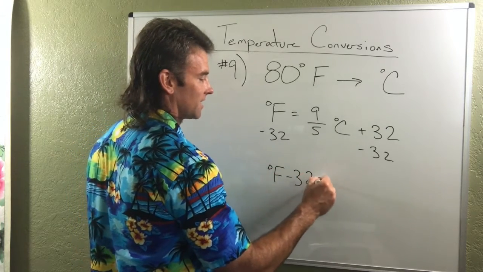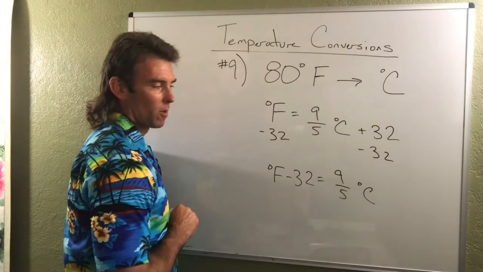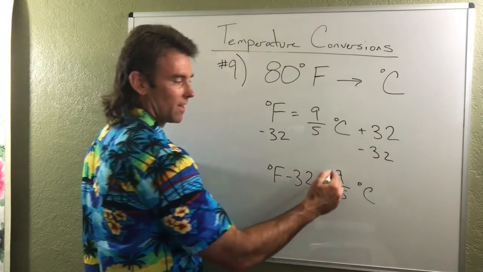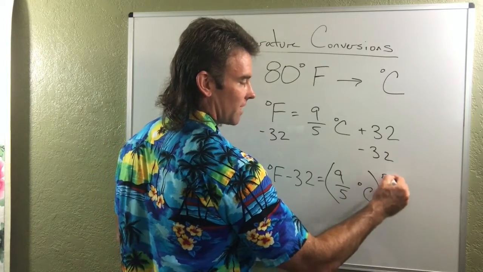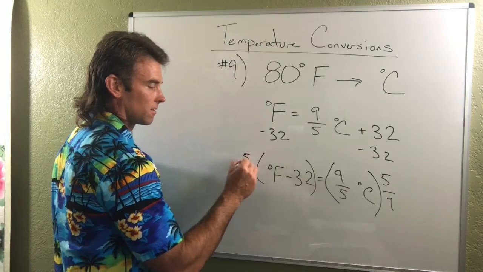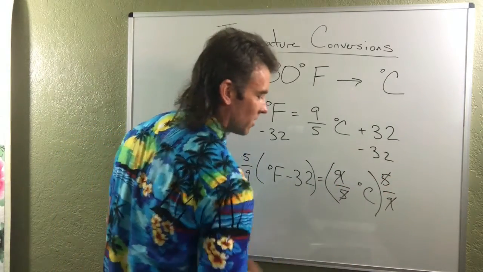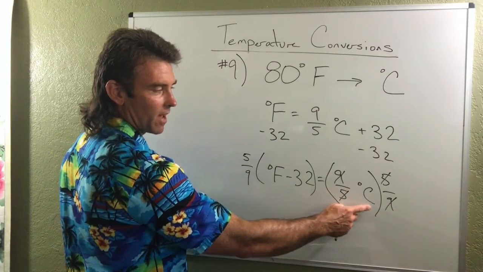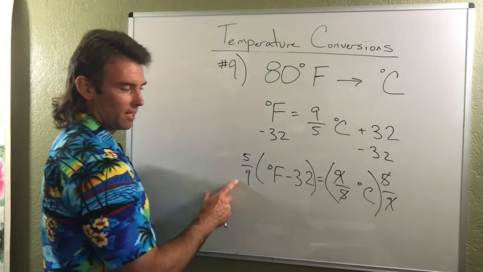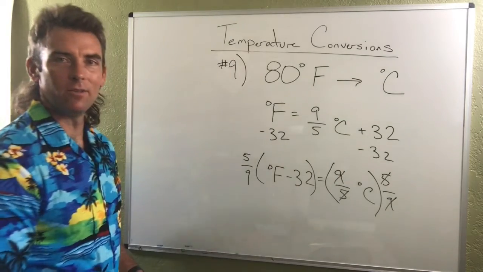We end up with this. And what we're going to do to get rid of that 9/5, we're going to multiply both sides by 5/9. That's going to cancel out. And so what we're left with is the fact that we've got degrees Celsius equals 5/9 times whatever I get here. So we'll go ahead and do that.